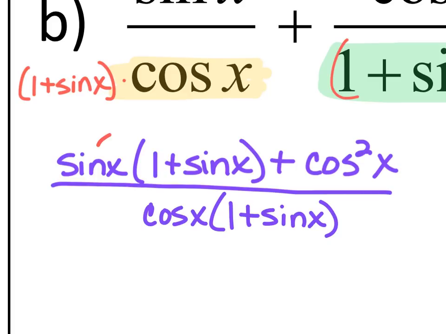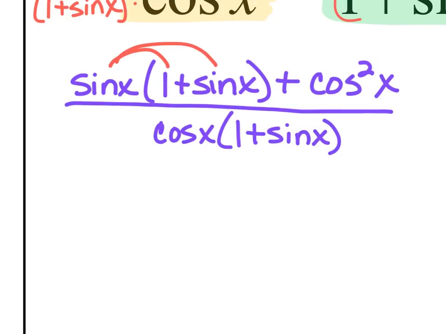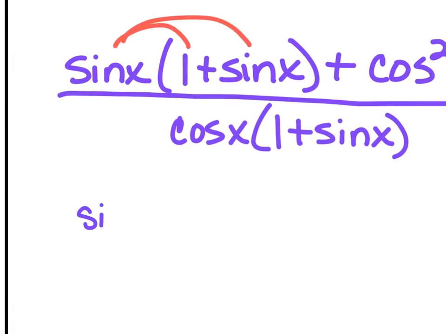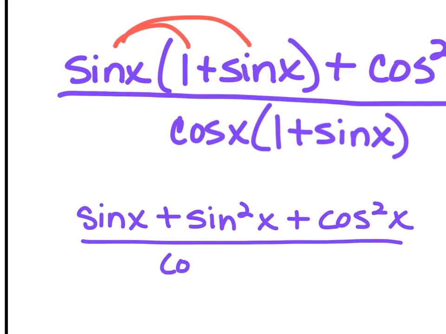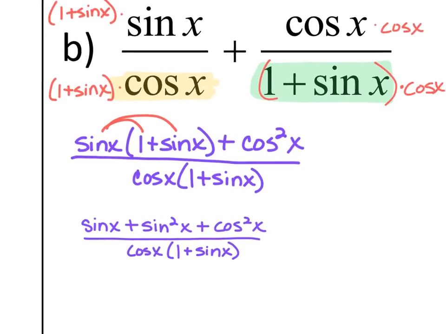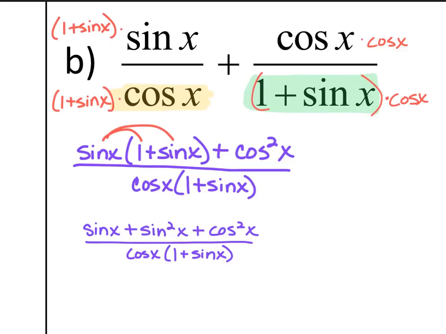Now, my next step, I'm only going to distribute in the numerator, and that's the only change I'm going to make here. So now I'll have sine of x times 1 is sine of x. Sine of x times sine of x is sine squared of x. And bring down the cosine squared of x. All of that over cosine of x times 1 plus sine of x. Now, make sure that you track with all of those steps.